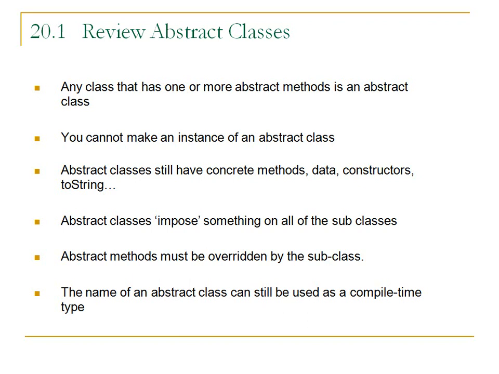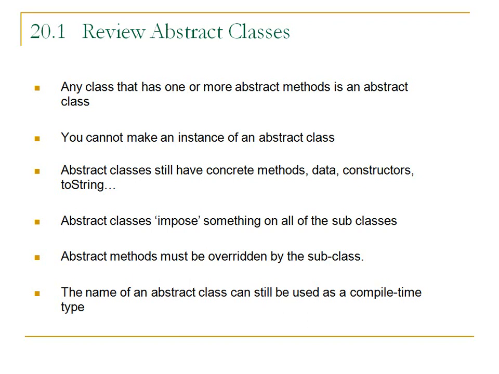You'll recall that abstract classes impose something on the subclasses. What they impose is that the subclasses provide an implementation of the methods that are abstract. So the abstract methods are overridden in the subclass with a concrete method, a method that has braces and some functionality.